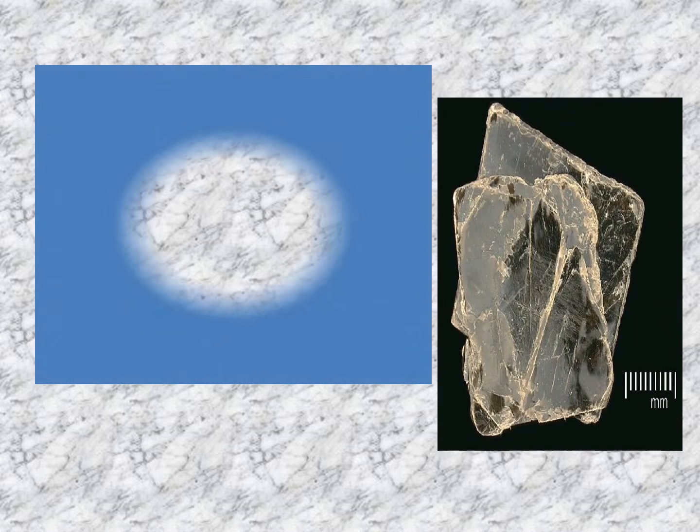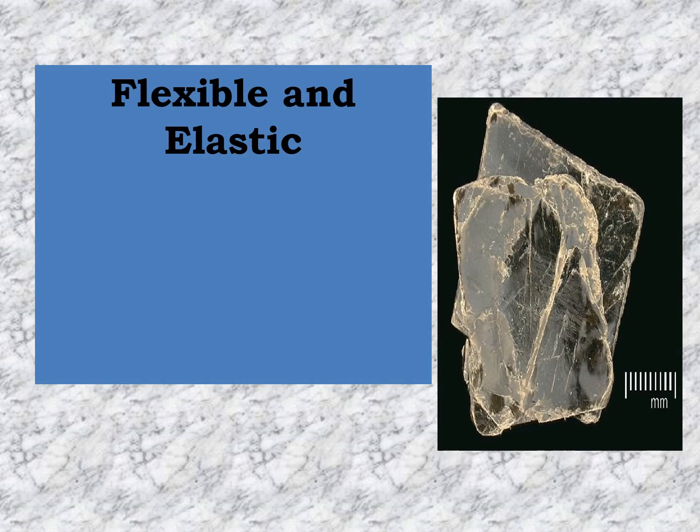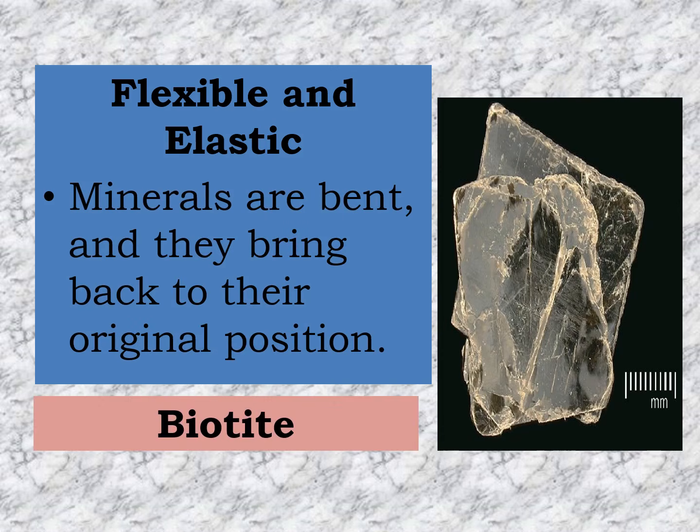We also have flexible and elastic. So in this, minerals are bent and they bring back to their original position. So the mineral bends and resumes its original position or shape when pressure is released. So our best example for flexible and elastic is the biotite. So biotite is also called black mica, a silicate mineral in the common mica group.